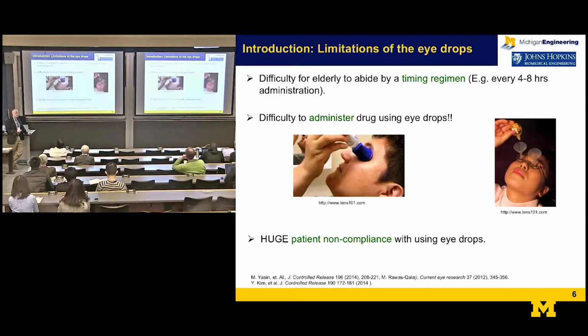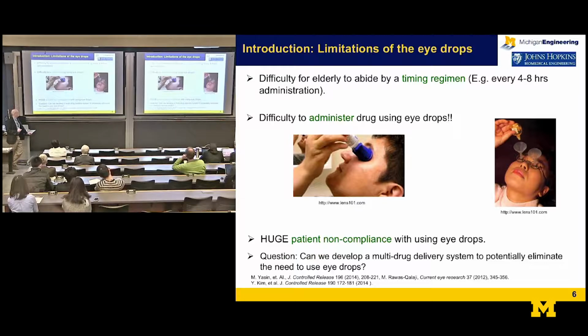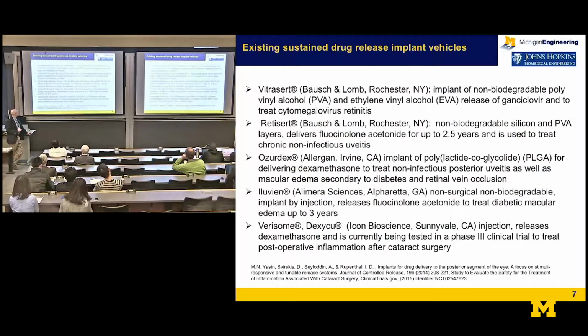So the idea here is to try to eliminate the need for the eye drops by putting a depot in the eye that would allow for drug release. So we're not the first ones to come up with this idea. There are a number of vehicles for releasing drugs in the eye that are in various stages of development. I list some of them here.